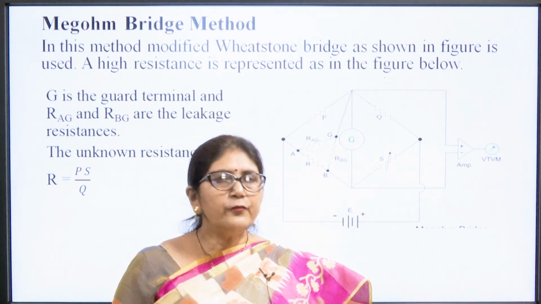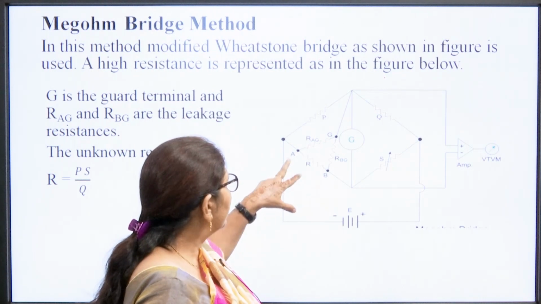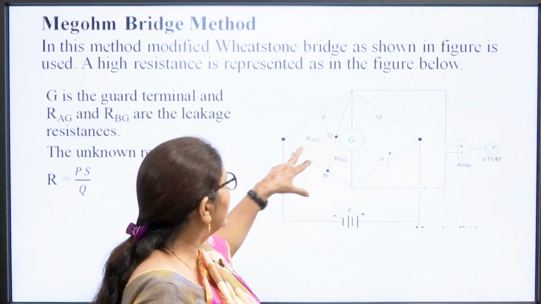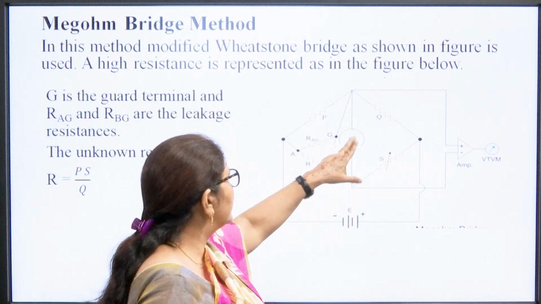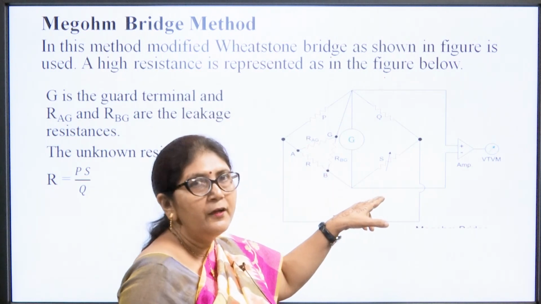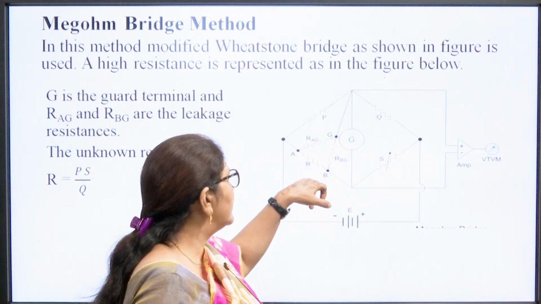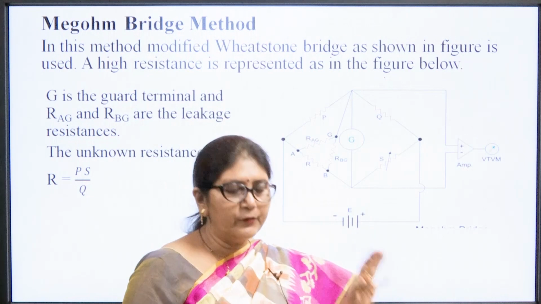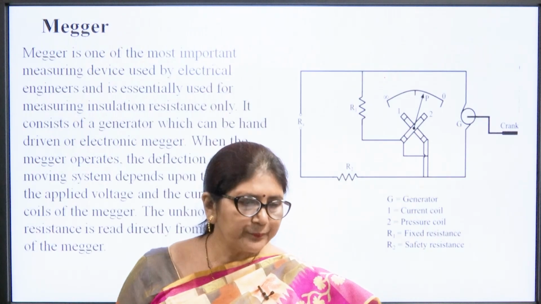So, for this measurement of high value of resistance, we use the Megohm bridge method. What we are doing is using this resistance, and the leakage resistance, the guard resistance, we have to connect in parallel with the galvanometer. So, there is no current flow through the guard resistances, and this will give the accurate value, and this R is equal to P s by Q.